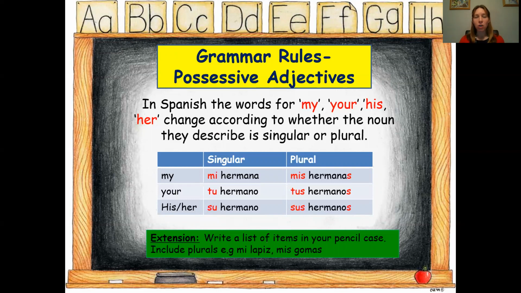So what I would like you to do is pause this video, and I'd like you to make an accurate and beautiful note of that grammar rule in your books. If you finish that quite quickly and you think, oh, I'd really like a bit more practice, there's an extension task there. You can write a list of items that are in your pencil case. So that's revising what we did last term. You can include some plurals. So an example would be mi lápiz, mis gomas, mis bolis, for example, or tus gomas, or tu lápiz, if you were talking about somebody else's. So pause me and make a note of that in your books.